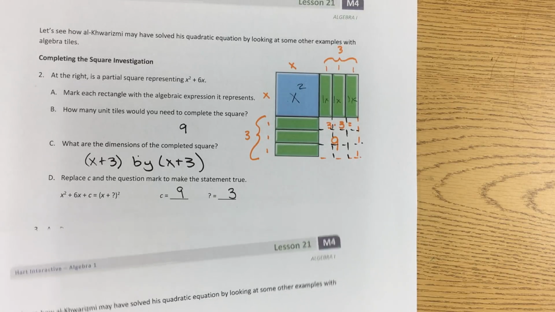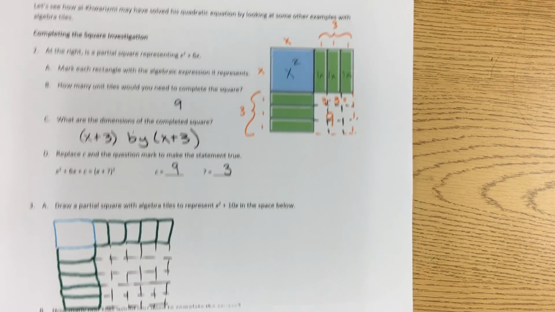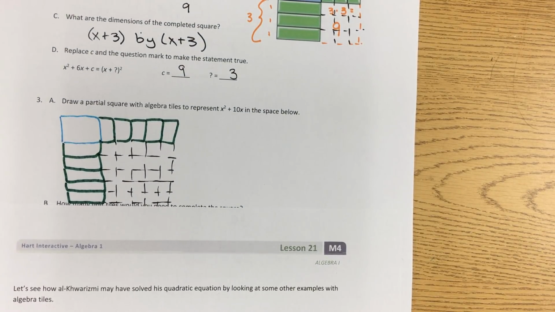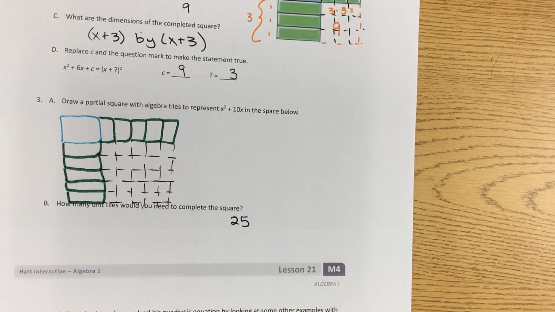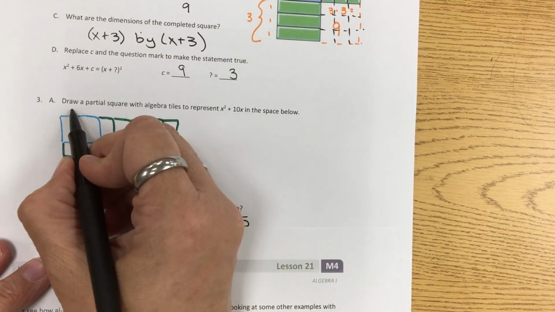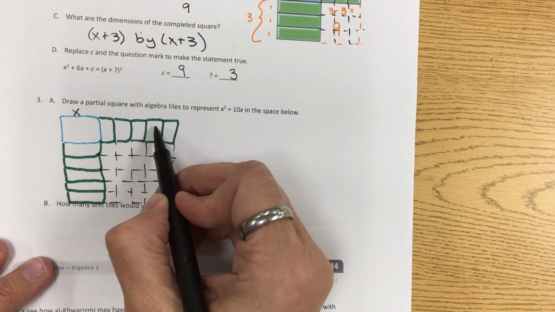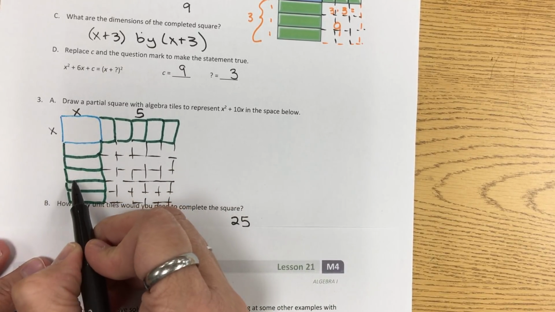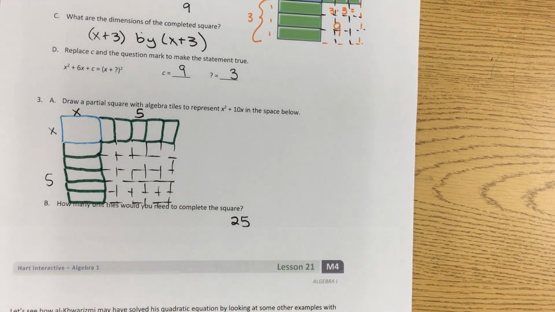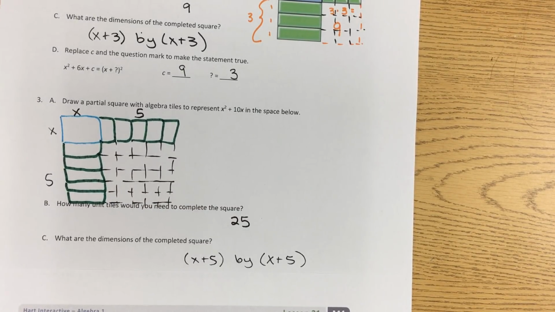Now hopefully on number 3 you drew something similar to this. You didn't have to color code it, and no, mine isn't perfect, but that's okay. Then it's asking you how many more tiles you need. So this area right here, you should have gotten 25. Then the next one, what are the dimensions? So we should have noticed this is x, and then we have 1, 2, 3, 4, 5. And then over here we have x, and then we have 1, 2, 3, 4, 5. So x plus 5 by x plus 5.